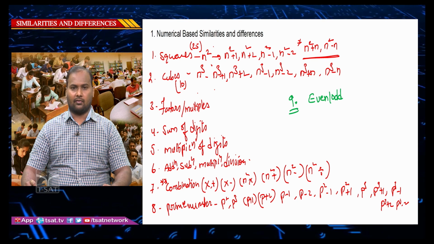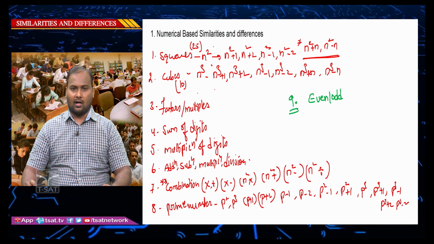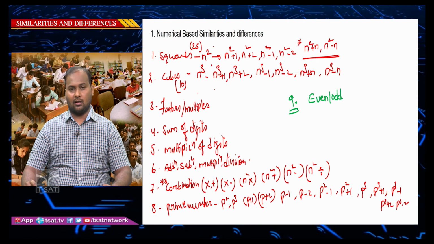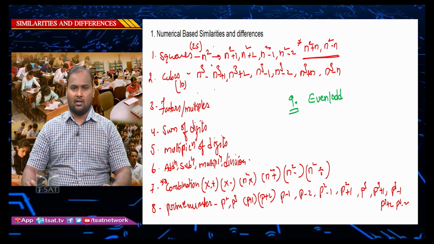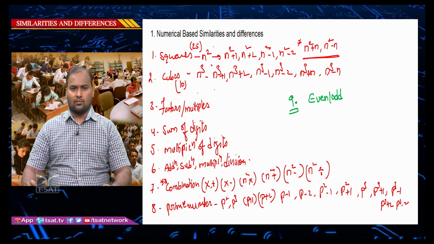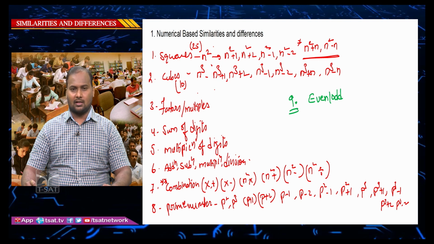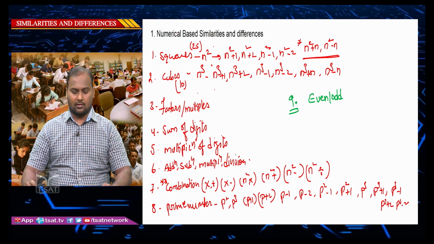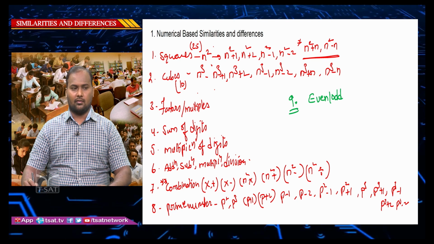Followed by, we have different types of prime numbers, where 3 options will be similar in prime numbers and 1 will be different. Followed by the last type, that is the 9th type, that is even or odd. So now once we know all these things, let's try to apply this logic to the question and get the answer. Let's see the first question.